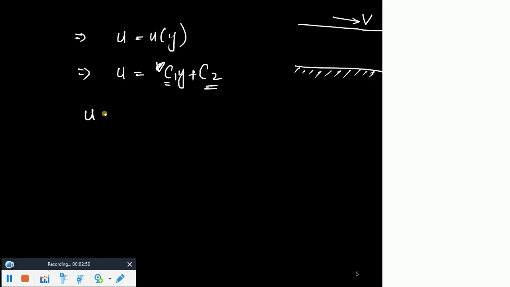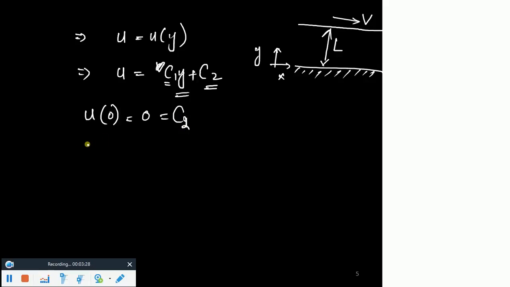Now let's impose the first boundary condition: u at y equals 0. Let's say y starts from this plate and goes up to this point, and this maximum y is L. So u of 0 is what? It is 0, because we are talking about the static plate. Then with y equal to 0 again, C2 is equal to 0.